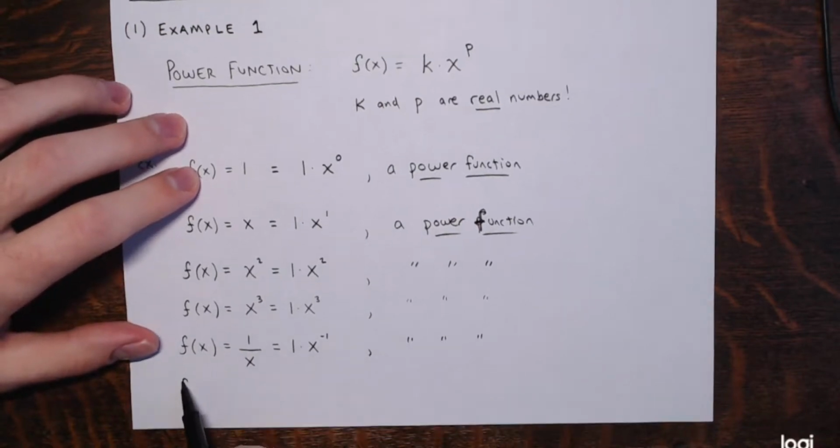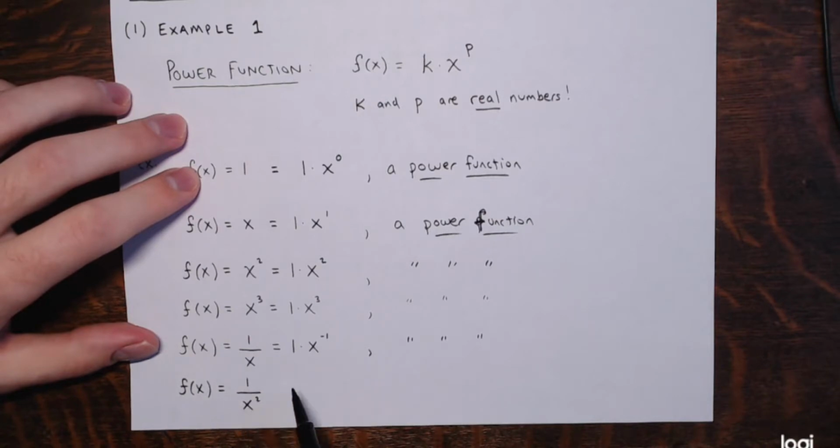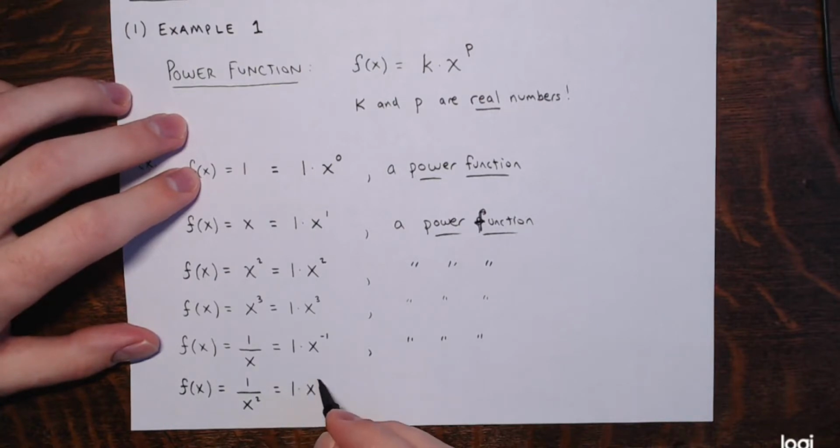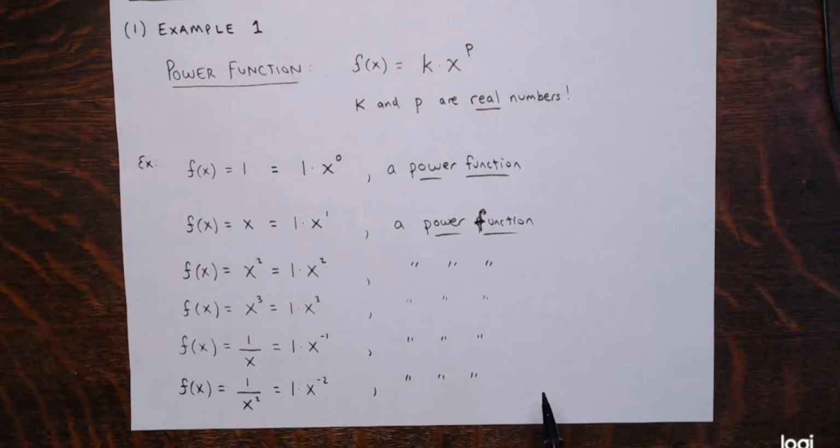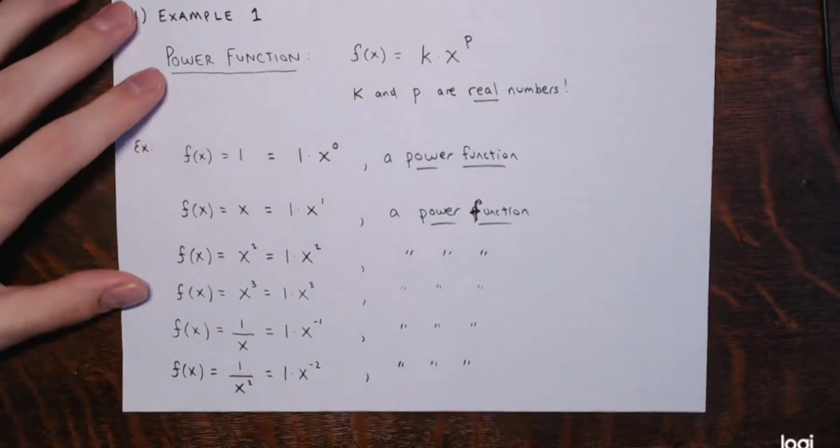Then f of x equals the reciprocal squared, 1 over x squared. Same thing, I'm hoping you remember your negative powers. This is 1 times x to the negative second power. A number times the input variable to a power. This is a power function. All right, then they get into some roots, the radical functions.